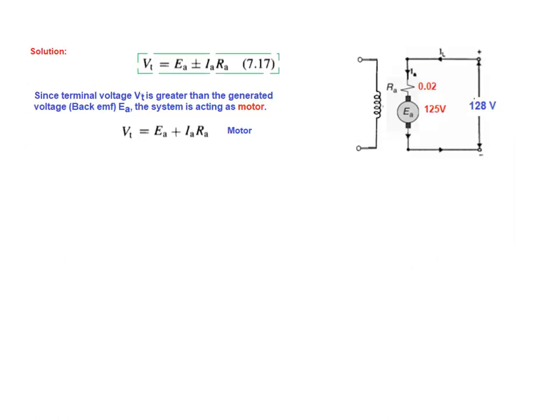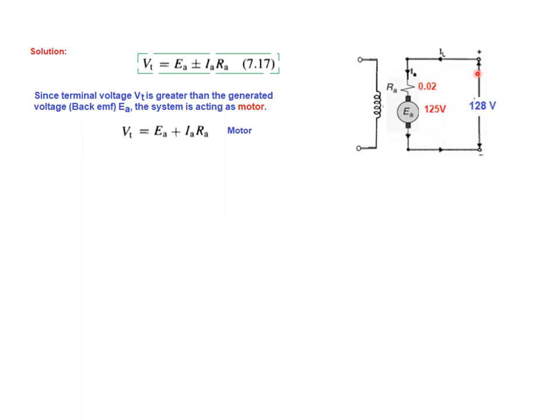Okay, now this is the voltage EA, 125 given. The resistance of the armature is 0.02, and in the first case we are taking the terminal voltage to be 128. Since the terminal voltage VT is greater than the generated back EMF voltage EA, the system is acting as a motor. Since this is more and this is less, that means it is feeding the system, and that is the case of a motor.